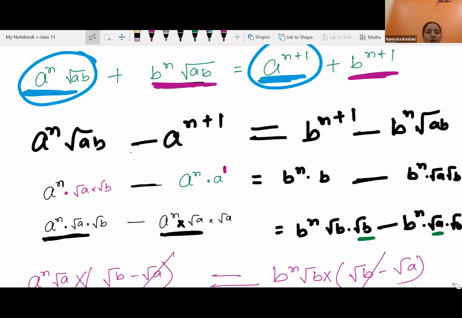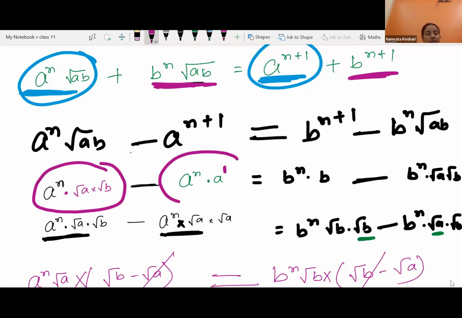So we took the common factor c, a to the power n, root ab we have written as root a into root b, and a to the power n plus 1 we have written as a to the power n into a to the power 1. I'm just going to take the common factor, but we need to realize that here something else is common.